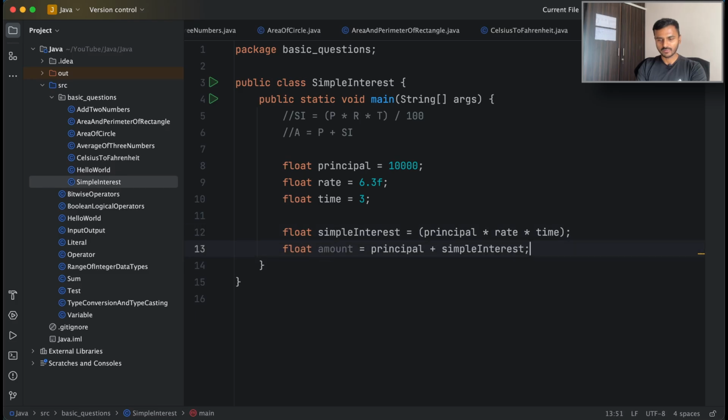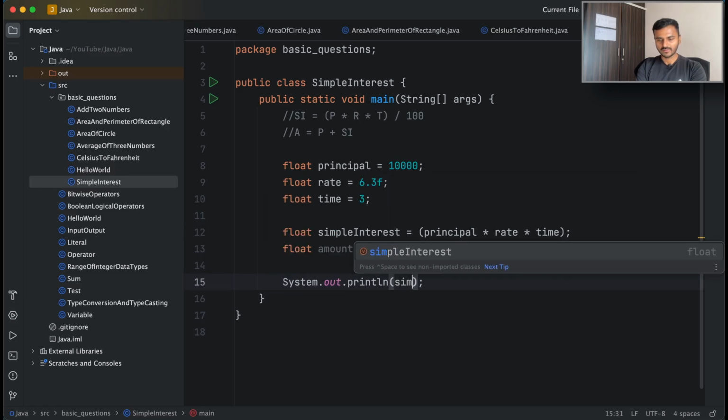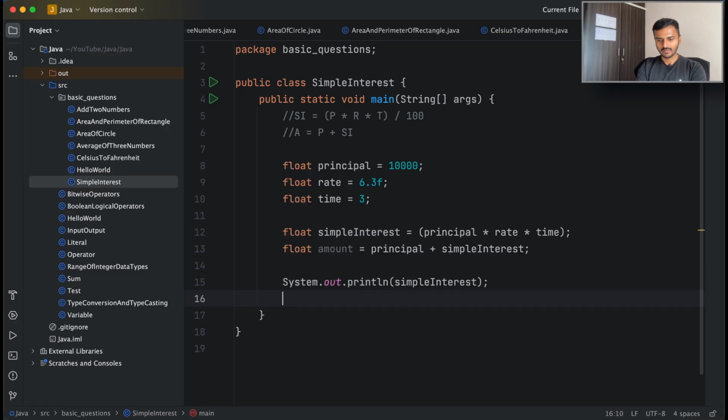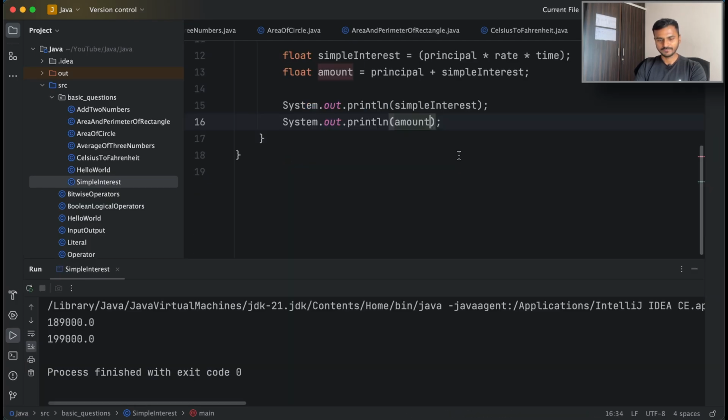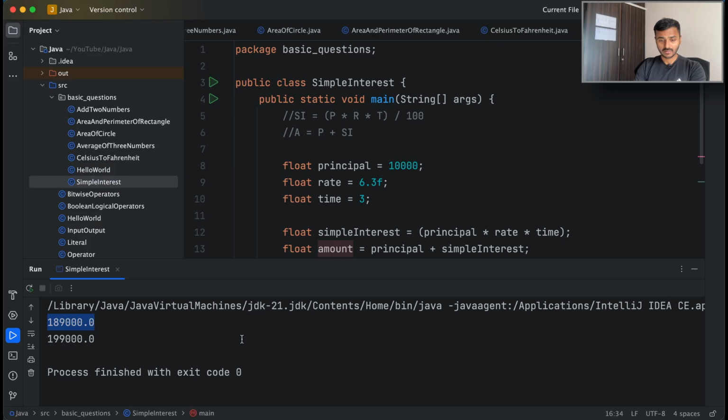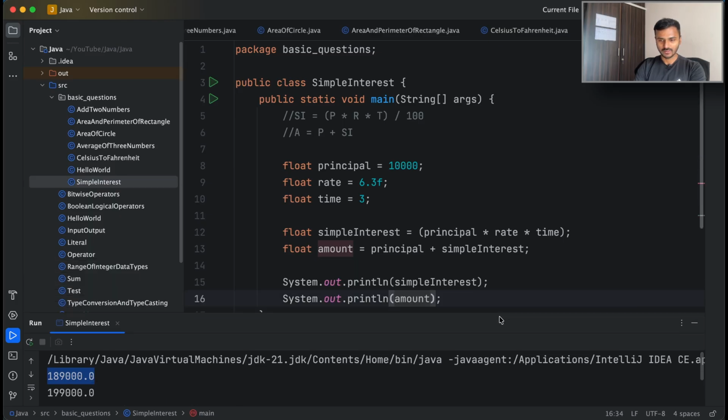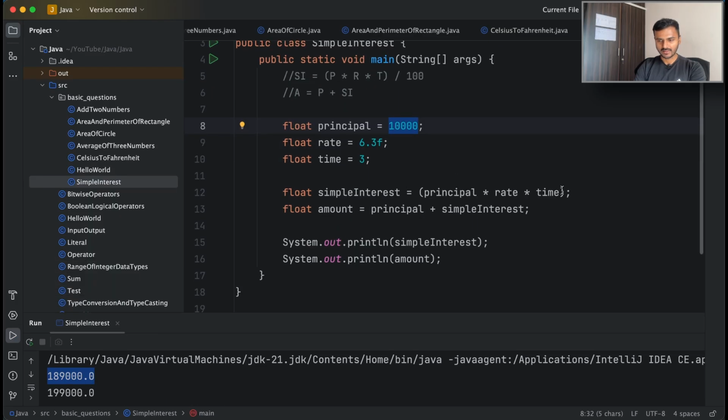Now let's print both the values of simple interest and amount, and let's run the code and check the output. Wow, the simple interest is 189,000 for a principal of 10,000, and that is because we forgot to divide by 100.